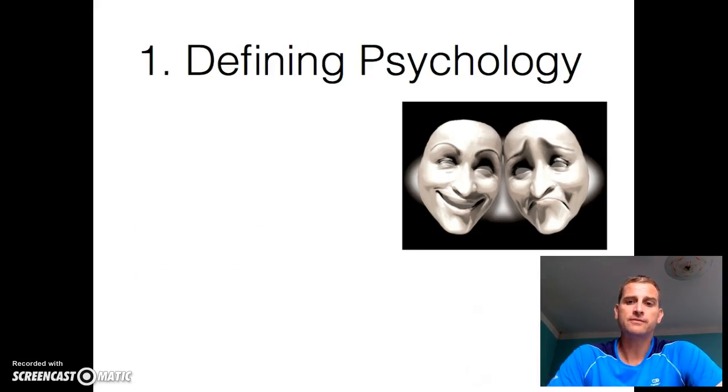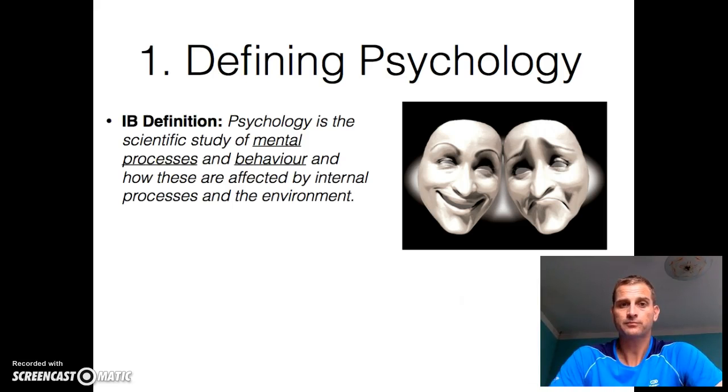First of all, let's look at defining psychology. Let's look at that IB definition again. Psychology is the scientific study of mental processes and behavior, and how these are affected by internal processes and the environment. To simplify this, just understand that psychology is about explaining human behavior. Explaining human behavior. Let's look at these two highlighted regions firstly.